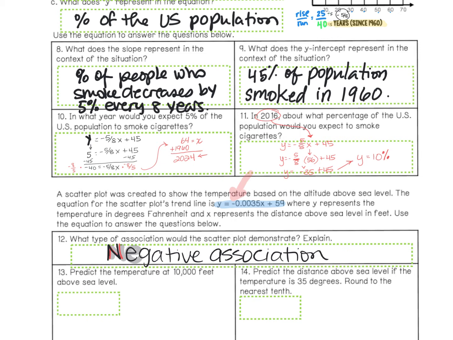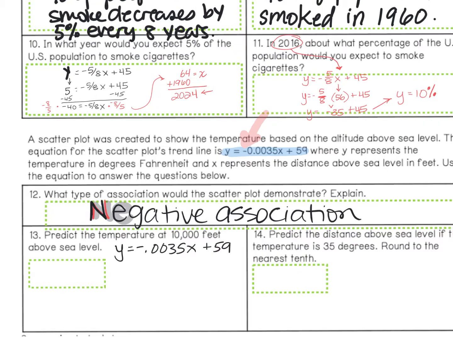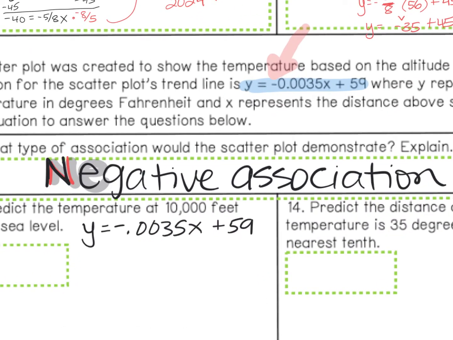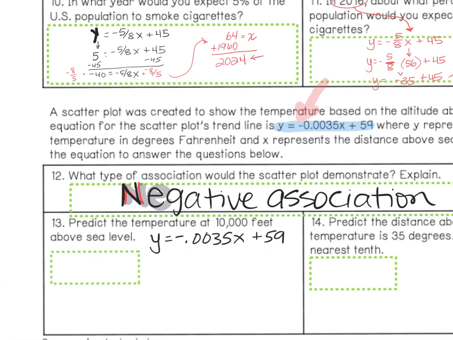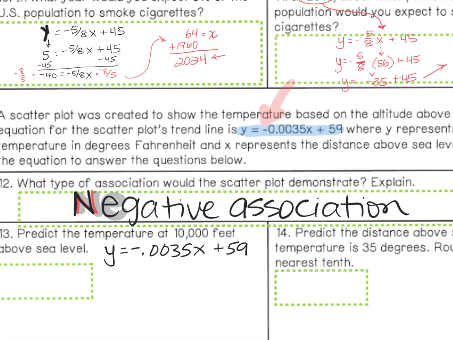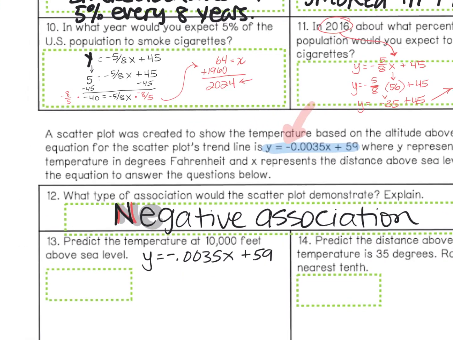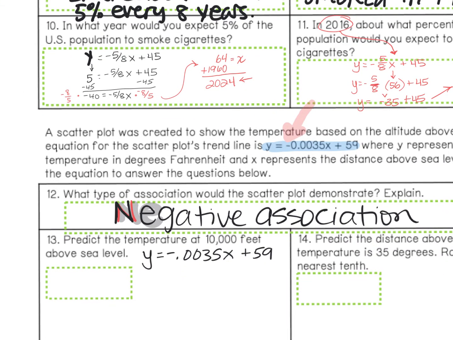All right, for number 13 and 14, again, we're going to use the equation that we were given, y equals negative 0.0035x plus 59. Let me make this bigger. Okay, so this time, they're giving us the distance in feet. We need to know the temperature. Let me look back. Y represents the temperature, and x is the distance.